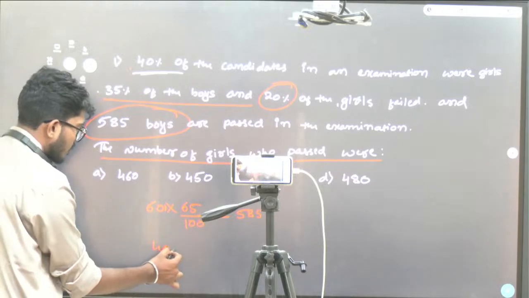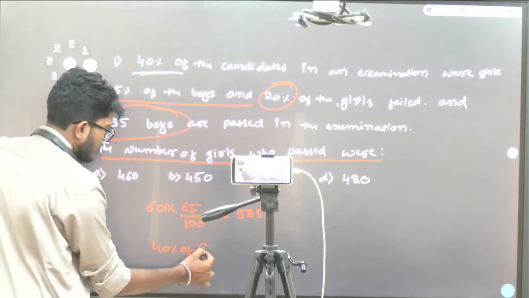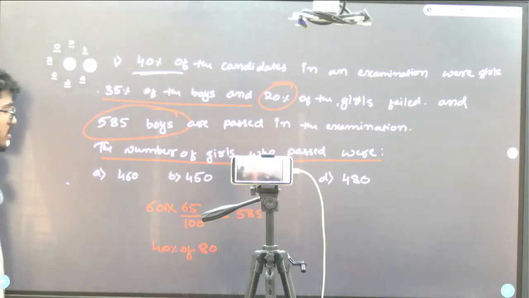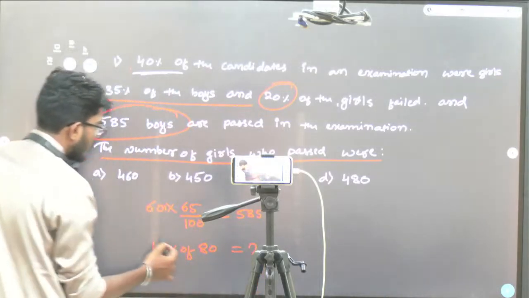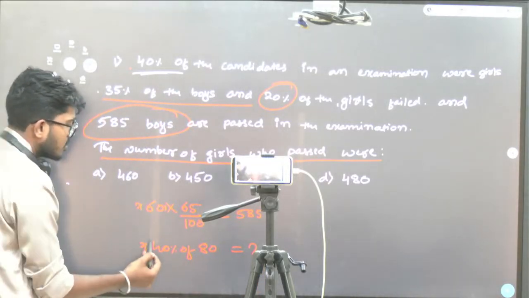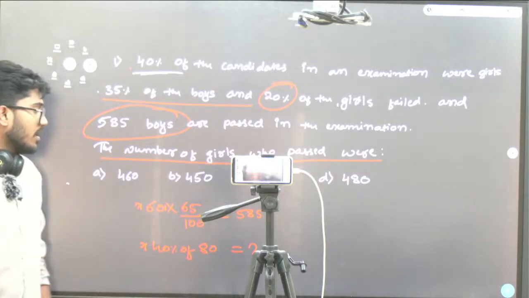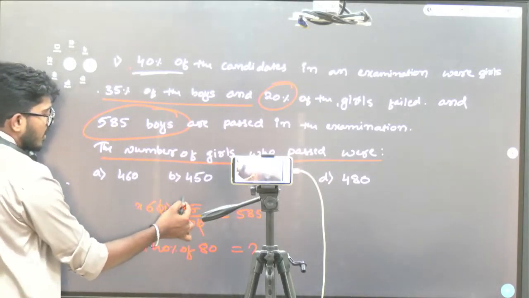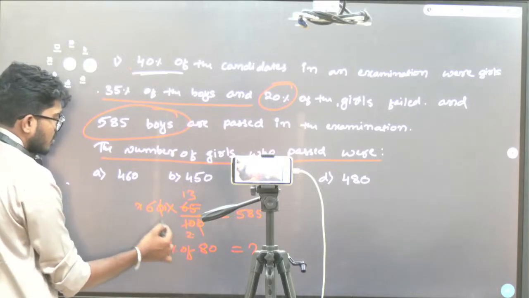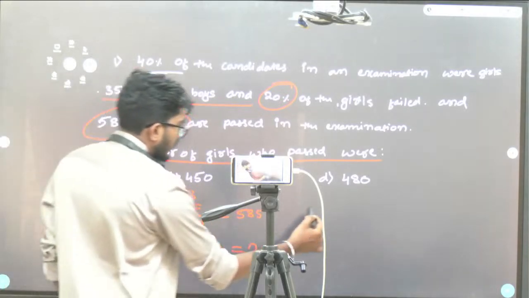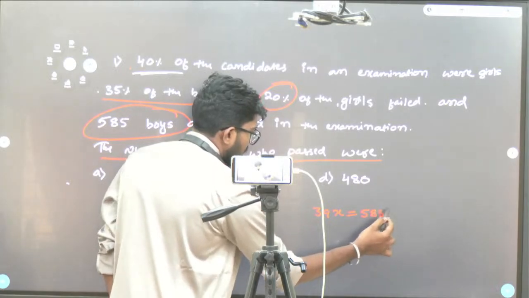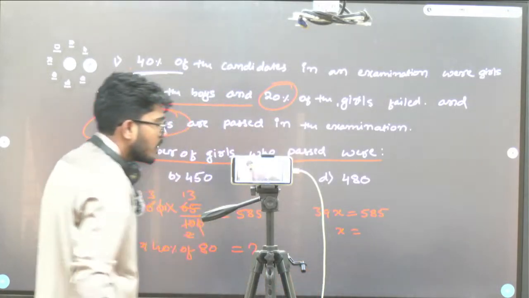40 of 80% calculate. 480 is the answer, right? Directly calculate. Here you calculate the x value. Whatever you get, substitute here and you will get the answer. Now calculate first. 5 13s, 5 2s, 2 1s, 2 3s. 39x is equal to how much you are getting? 585.